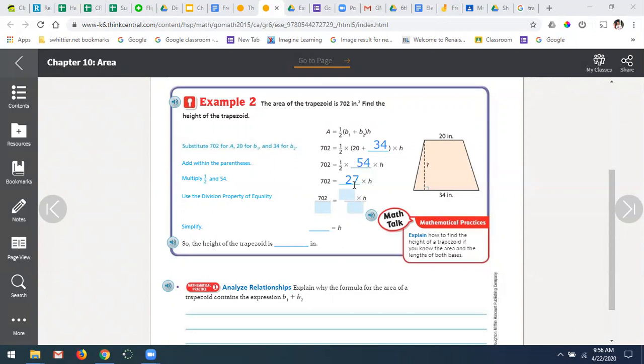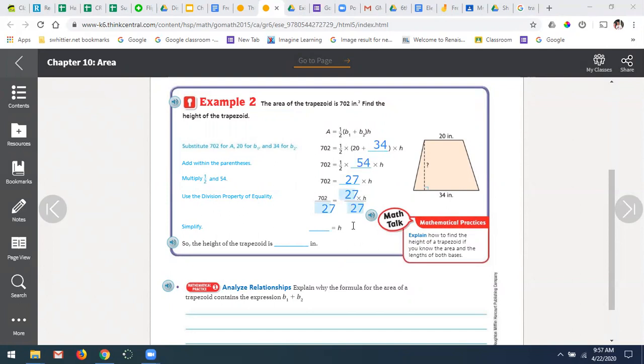So now we have 27 times h, but we want h by itself. So in order to have a variable by itself, we're going to do the opposite. We're going to do the inverse operation. So here I see multiplication. Right here we have our 27. And the opposite of that would be to divide. So as we draw a line underneath, we're going to divide by 27. Those will cancel out. And if we divide by 27 on that side, we have to divide by 27 on this side.